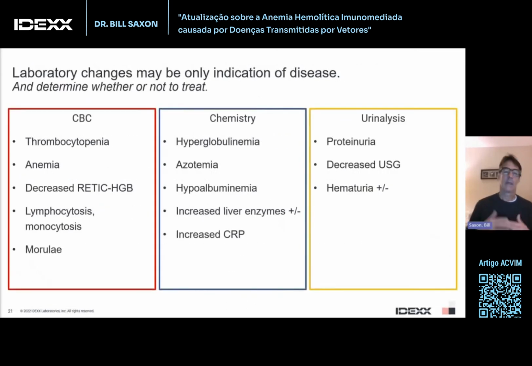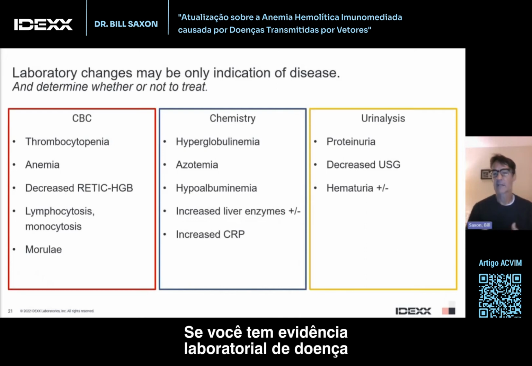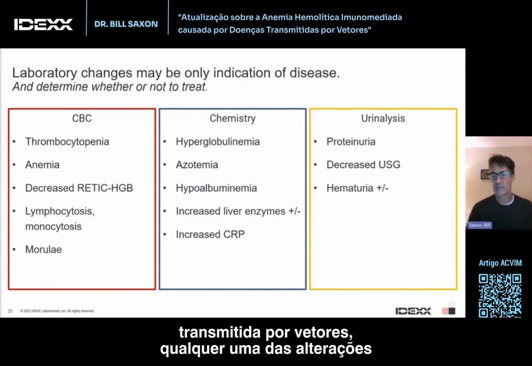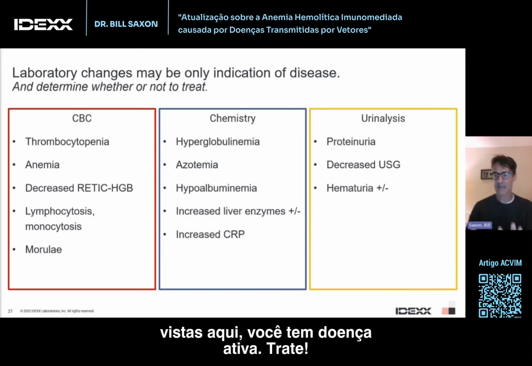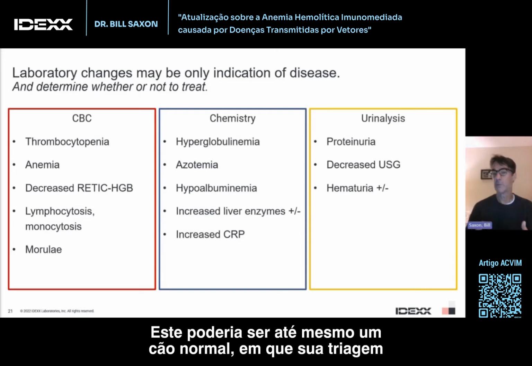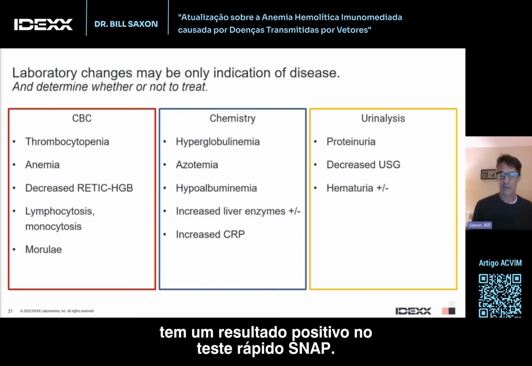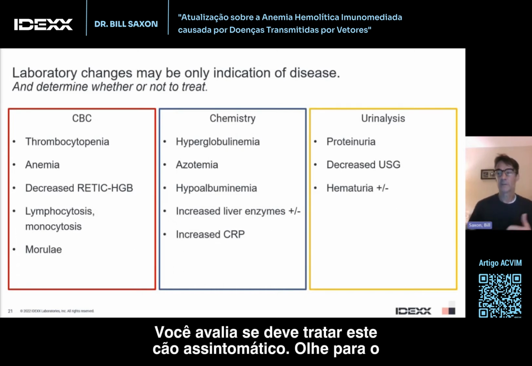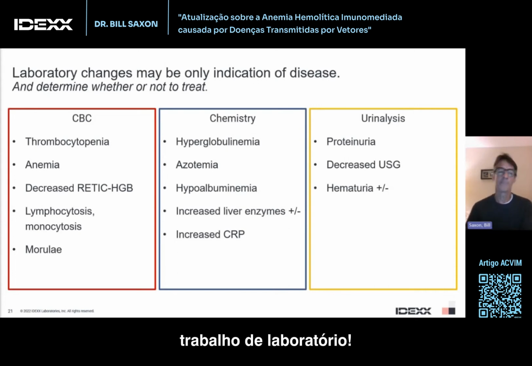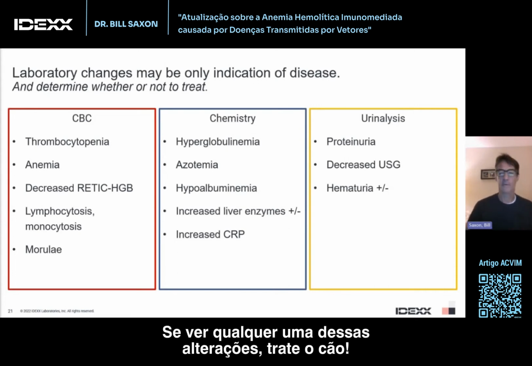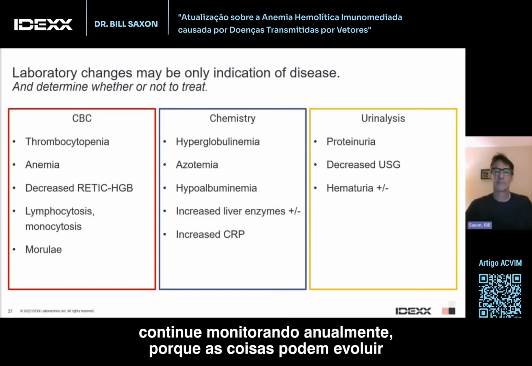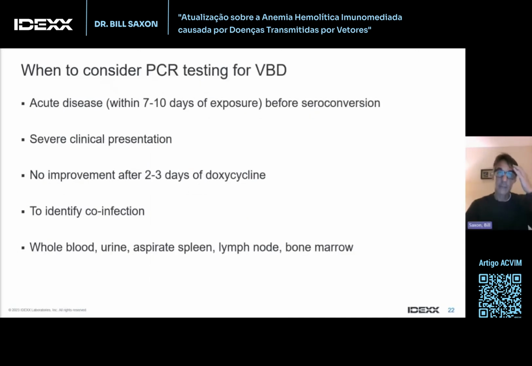PCR testing. If you have laboratory evidence of vector-borne disease, any of the changes seen here, you've got active disease, treat it. So this would even be a normal dog that comes in that you're screening, has a positive result on your SNAP test. How do you determine whether you should treat this normal, non-clinical dog? Look at the lab work. If you see any of these changes, treat the dog. If you don't, no treatment now, just keep monitoring on a yearly basis because things may develop over time.